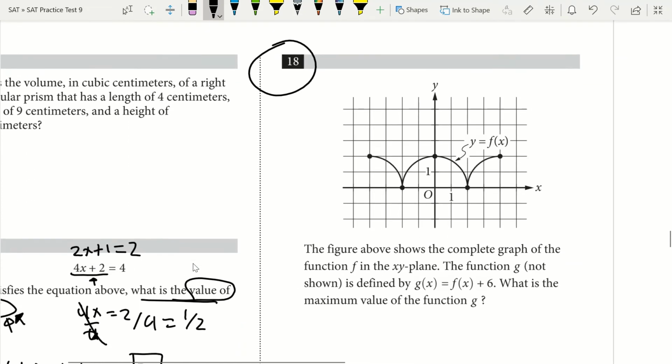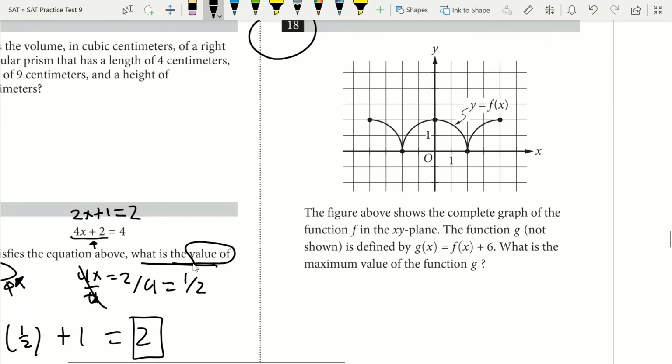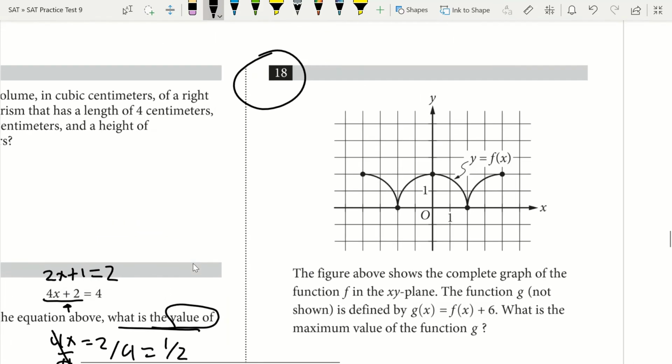All right, 18. I like this one because it's not just a linear graph or a simple parabola like we're used to seeing. Right? I want you to see graphs besides those as well before you take your SAT. Okay, the figure above shows the complete graph of the function f in the xy plane. The function g, not shown, is defined by g of x equals f of x plus 6. What is the maximum value of the function g? I'll go ahead and give you 30 seconds on this one because it could be a little tricky.